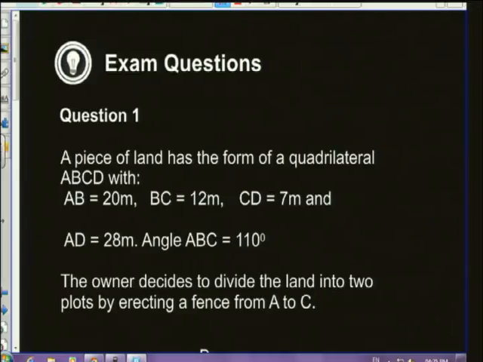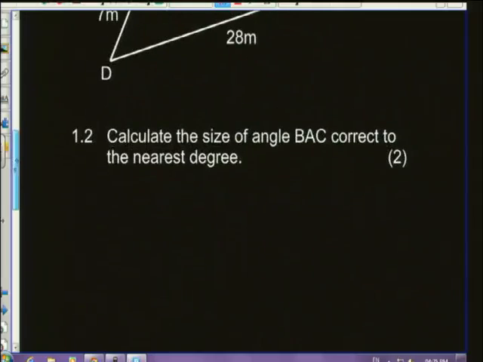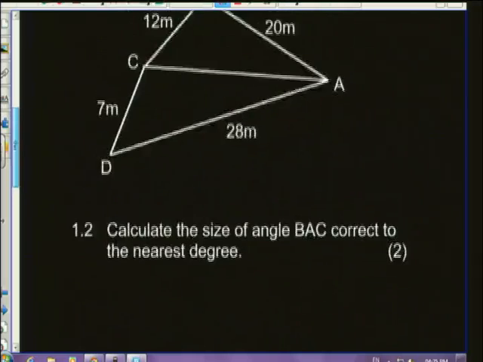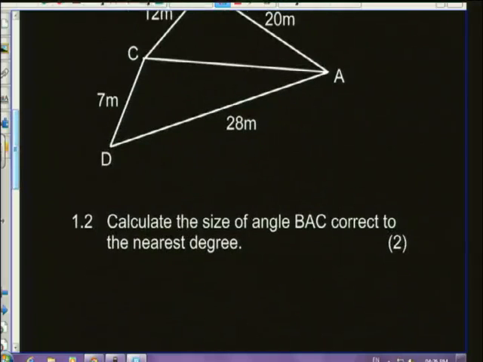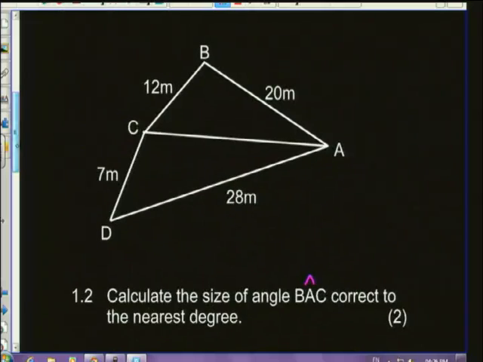Now we move on to the next question. They're saying now, calculate the size of angle BAC correct to the nearest degree. Now we know that this is 26,6, right? We're looking for BAC, so this is the angle that we want to calculate, okay?